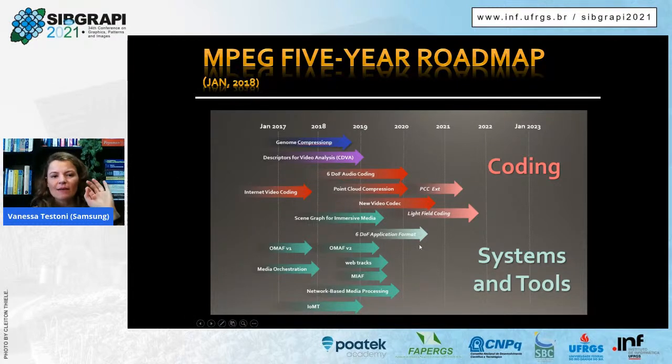You can see that some things were already here. For instance, here you have the new video codec, which didn't have a name yet. This now is the VVC. So everything that they had planned here: light field coding, PCC, 6DoF application format, genome compression, 6DoF audio coding. If you had access to this roadmap back then, you would see, for instance, that we would not have any device related to point cloud before 2021, because the standard would not be ready yet.